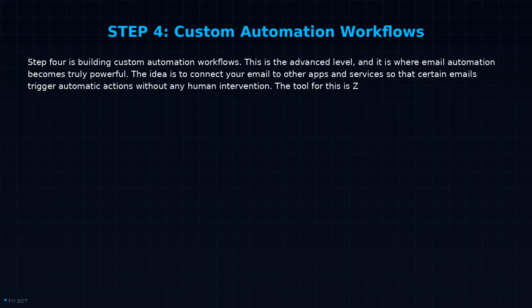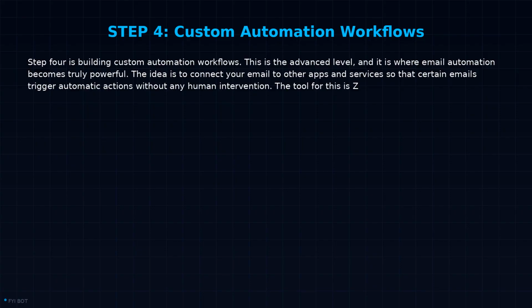Step 4 is building custom automation workflows. This is the advanced level, and it is where email automation becomes truly powerful. The idea is to connect your email to other apps and services so that certain emails trigger automatic actions without any human intervention. The tool for this is Zapier or Make.com.